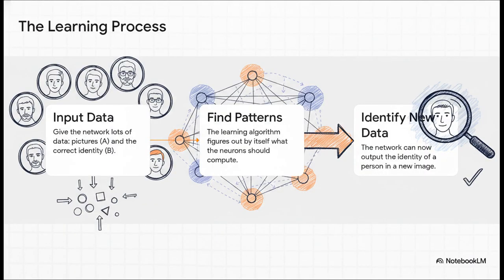You just feed the neural network tons and tons of examples. You give it picture after picture, that's your input, A, and you tell it the correct answer, the person's name, that's the label, B. The algorithm just churns through thousands, even millions of these examples, adjusting its own internal wiring until it gets really, really good at matching A to B.